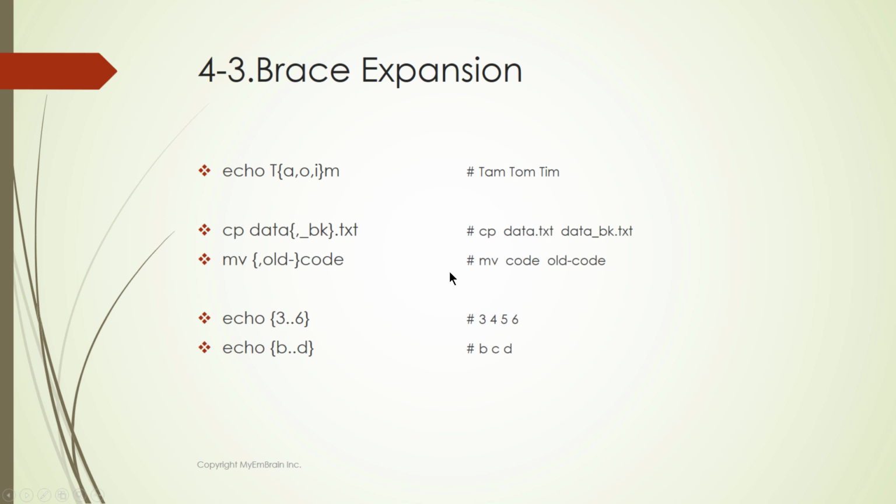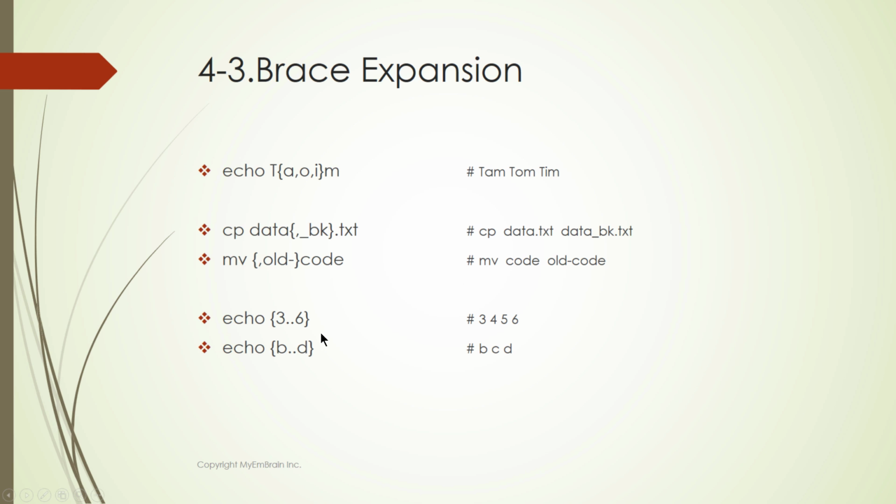So we will take advantage of brace expansion to save us some typing. We will do the command: open brace, comma, O-dash, close brace, and code. This will expand to nothing here and then code, and then a space, and after that O-dash code, as if the command is typed like this on the right side.